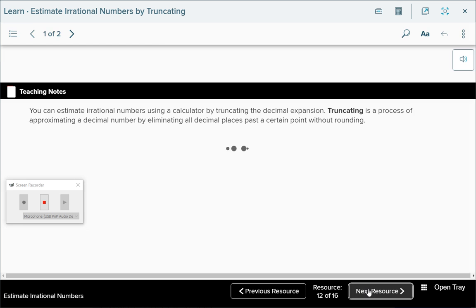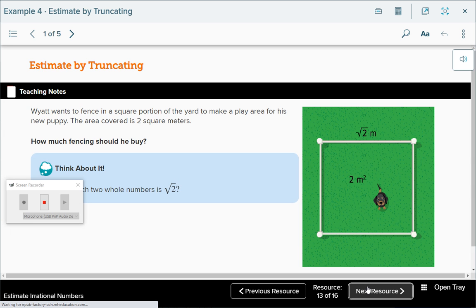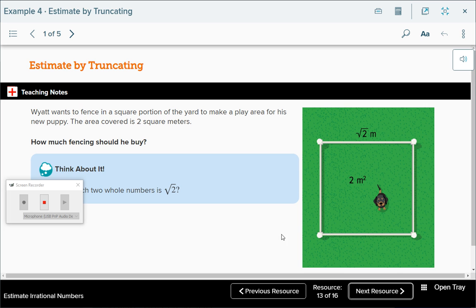All right, what about this when we truncate? Okay, let's look at a number like this. We're going to estimate by truncating. Okay, so Wyatt wants a fence to square in a portion of his yard to make a play area for his new puppy. The area covered is 2 meters squared. How much fencing should he buy? Now, is this a perfect square? Yes. This is a square, right? Which means this times this is going to be this, right? So we need to find the square root of 2.